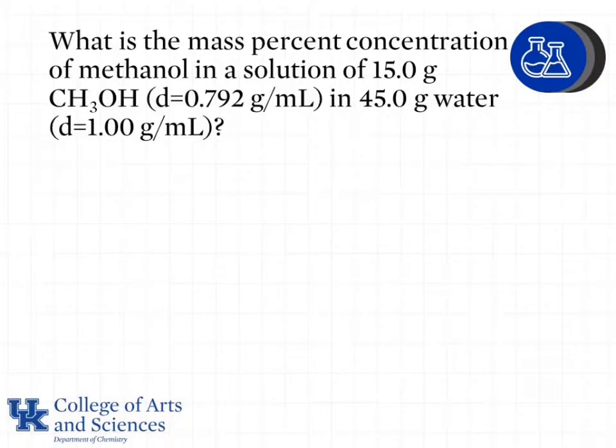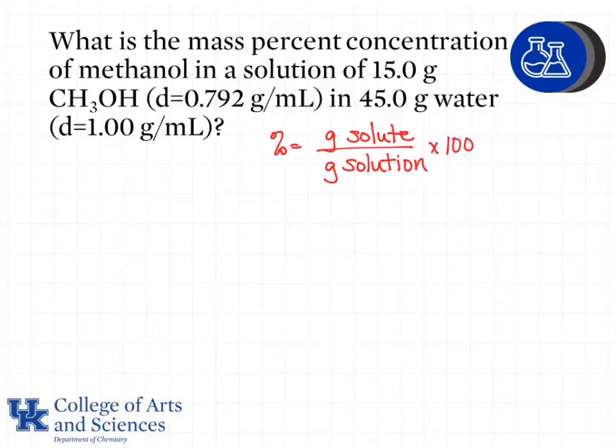What is the mass percent concentration of methanol in a solution of 15 grams of methanol with a density of 0.792 grams per milliliter in 45 grams of water, which has a density of 1 gram per milliliter? We write out our definition for mass percent, which is grams of solute over grams of solution times 100. When we look at the problem, we see that methanol is the solute because it's present in the smaller amount, and we know the grams of the solute. Now we need to find the grams of solution.